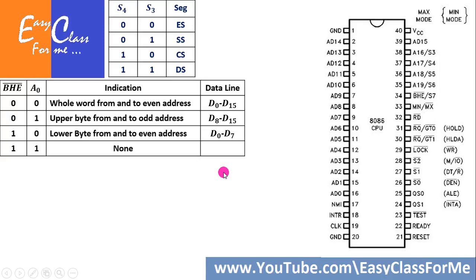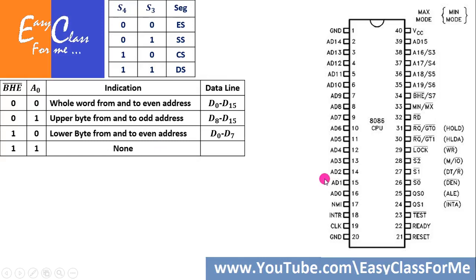So now let us have a look at this. BHE bar, bus high enable, is used for enabling or disabling the higher order bus, and A0 is the first bit of the address, that is the 0th bit of the address. So when A0 is 0, since it is a binary number, the complete address will be even, because if the binary equivalent of some number is such that the least significant bit is 0, then the number is even.